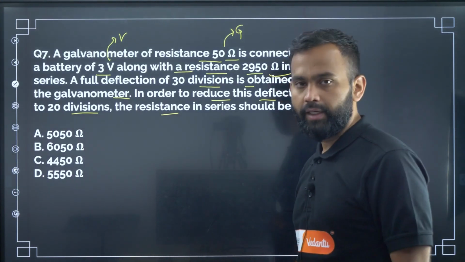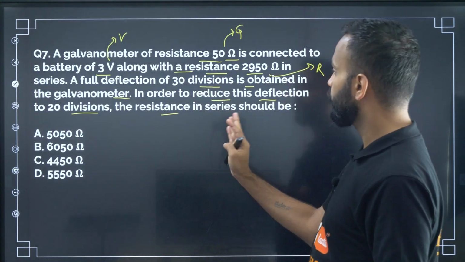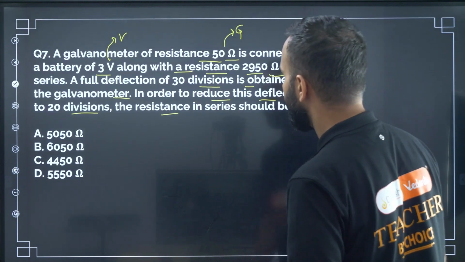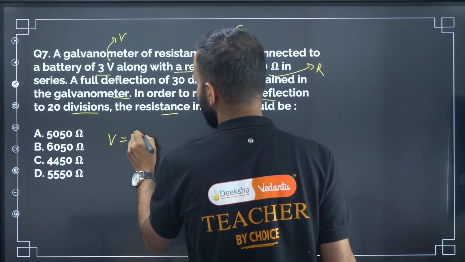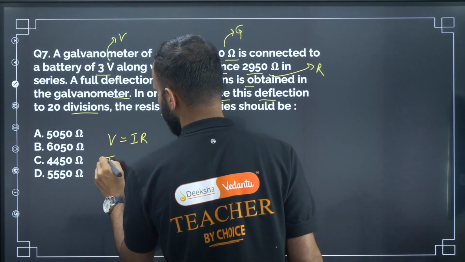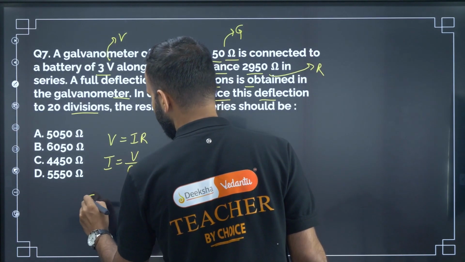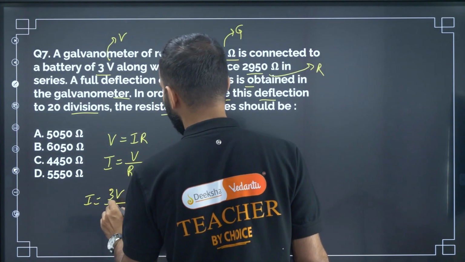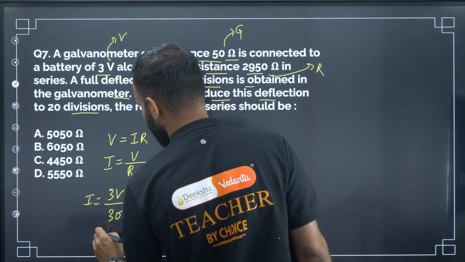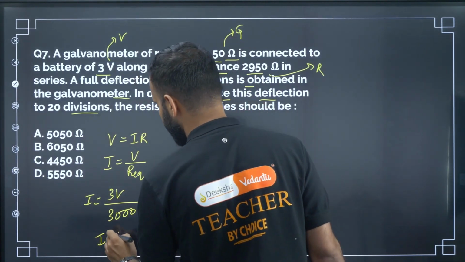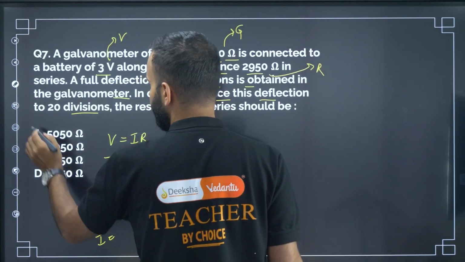So for that, first we need to find the current flowing through the galvanometer when it shows full deflection of 30 divisions. Here we know Ohm's law, V equal to I into R. We need to find the value of I. I equal to applied voltage V divided by R equivalent. V is 3 volt, divided by R equivalent, 2950 plus 50, that is 3000. I equal to 1 by 1000, which is 10 to the power minus 3. 10 to the power minus 3 is milli, so 1 milliampere.